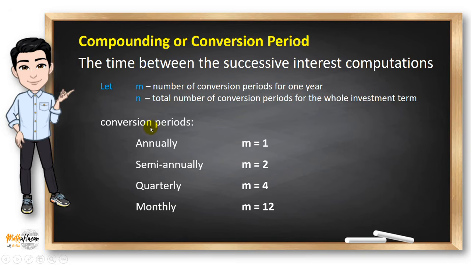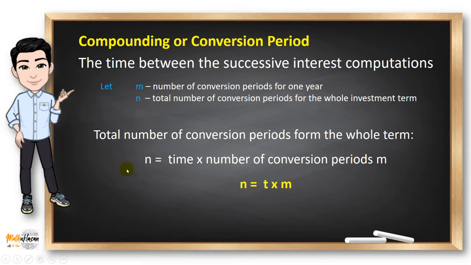So if the conversion period is annually, M is equal to 1. If it's semi-annually, it's 2. Quarterly means M equals 4, and if it's monthly, M is equal to 12. So if we want to get the total number of conversion periods, we just need to multiply time and the number of conversion periods, M.